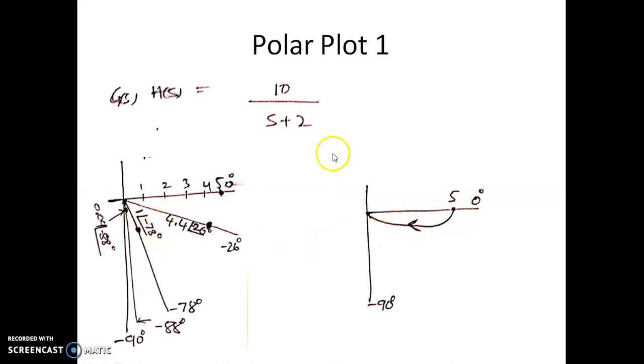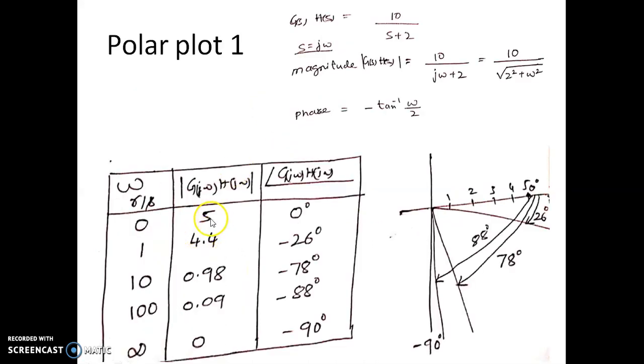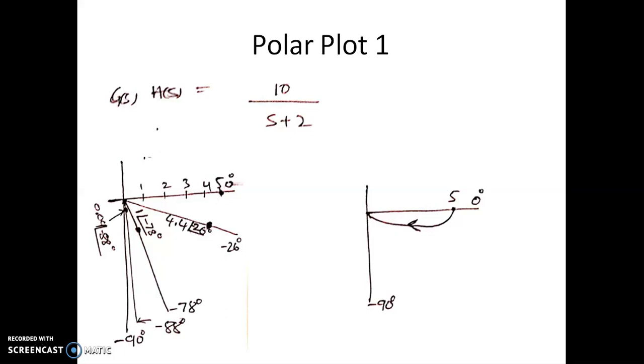So this is the polar plot for this particular transfer function. With the value of omega as 0, the phase angle is 0 degree and the magnitude is 5. As the value of omega increases, the phase angle keeps going in the negative direction and goes to minus 90. When the phase goes to minus 90, the magnitude goes to 0. That's what this table says. You can see the magnitude keeps reducing from 5 to 0, whereas the phase goes from 0 to minus 90 degree. It's always negative, monotonically going from 0 to minus 90 degree. So this is how we can plot a polar plot for a very simple transfer function.